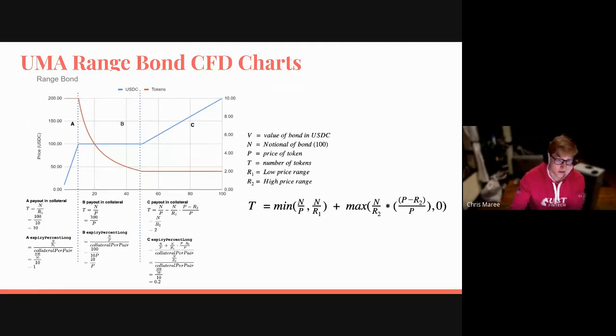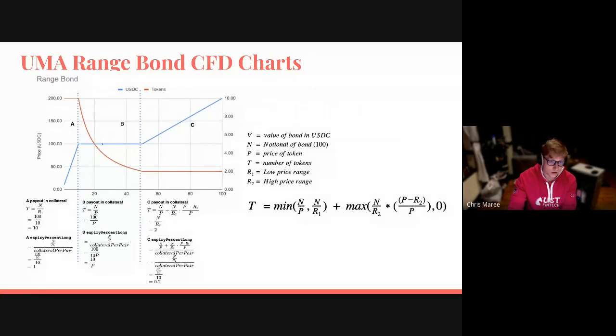I think it's easy to think about this in units of collateral. If it's less than the lower bound, then the payout is just fixed at 10 collateral. That's taking this equation and putting in numbers: the minimum of N over P and N over R1, if P is less than R1, just dissolves down to N over R1, and the max of this just dissolves to 0. So the number of tokens entitled to the long side in this region is just 10. We can calculate the expiry percentage long by taking this equation and dividing it by the collateral per pair, which in this example is 10. So it just becomes 1, which is what the plot before said.